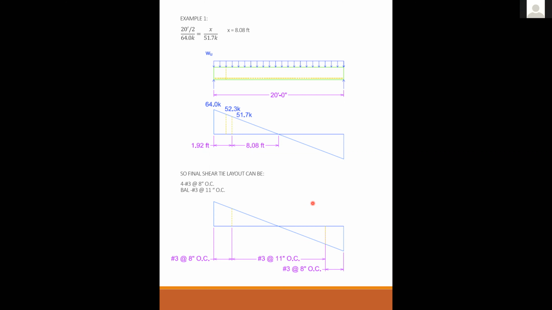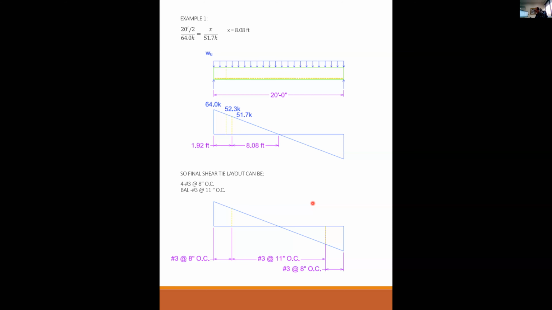Alejandro? I think the confusing part for me is when to transition from a number 3 bar to a number 11. Back up, sorry. Make sure you have your terminology right. It's the same bar, just different spacing. I'm not picking on you by any means, but for everybody, please make sure you get that terminology. The bar size is a number 3 throughout the whole beam. The spacing is what transitions from 8 inches to 11 inches.